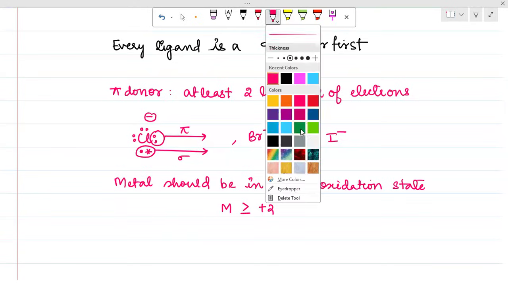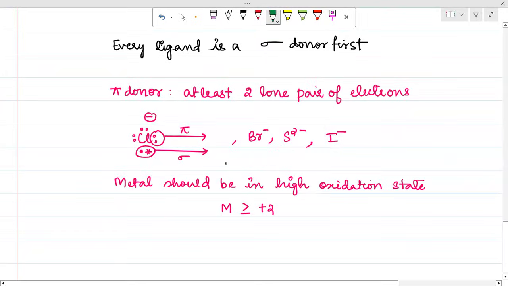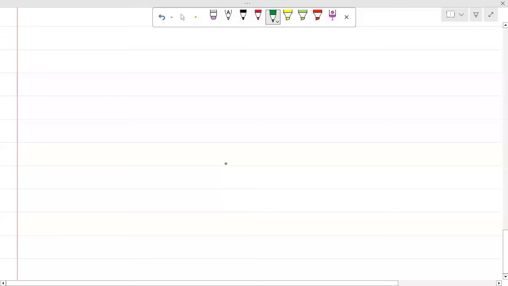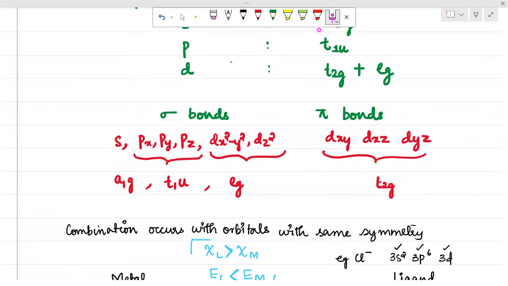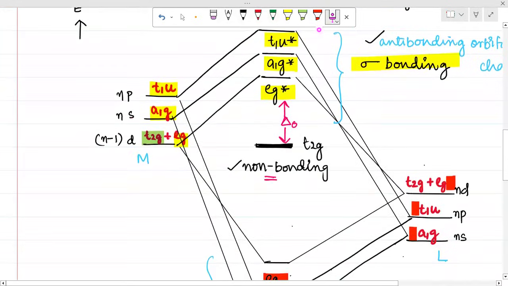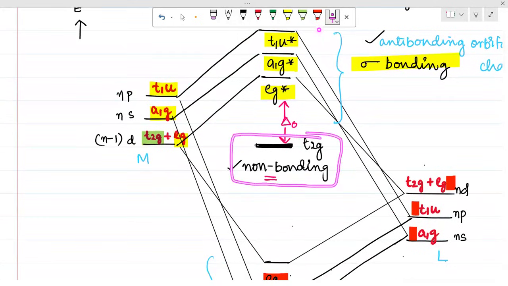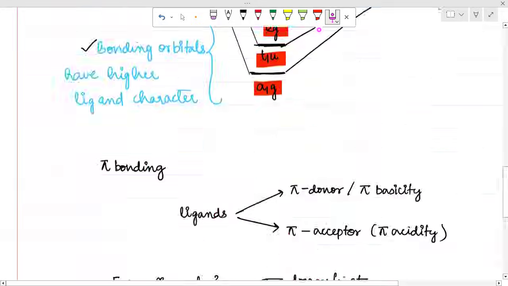Now, next one is pi acceptors. But first we will see why pi donors are weak. Let's do it now itself. From the previous diagram, we know that Eg goes for sigma bond formation, and you have T2g which forms the pi bond. Correct? Now, T2g in the earlier case, when we drew the MO diagram for sigma bond, was non-bonding.